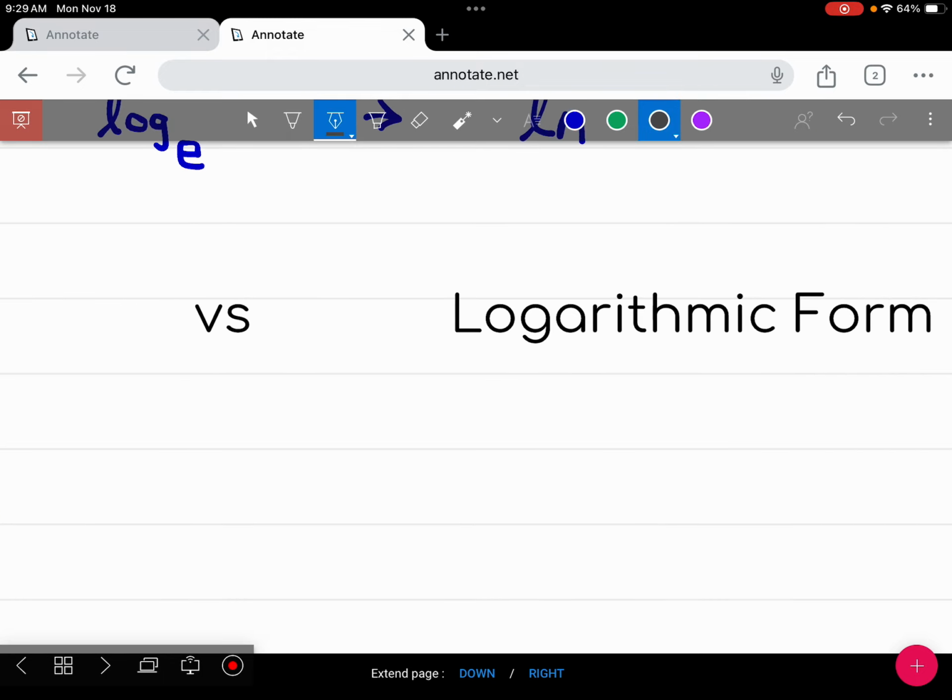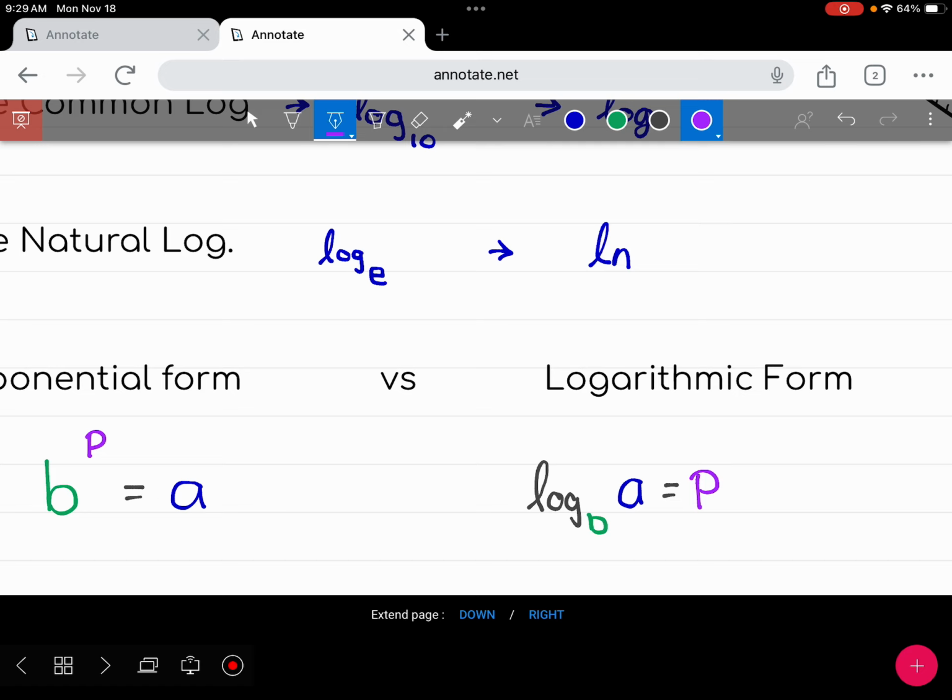And when we switch it to log form, that's when we're going to have our log base b, so little bitty baby number b, of a equals p. And we're going to start with this very bottom row stuff, switching between our exponential form and our logarithmic form. So this is how we're starting. And since we're just going to be switching forms, it's going to be really important that things are written correctly.